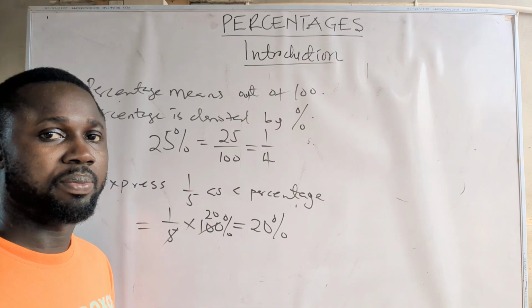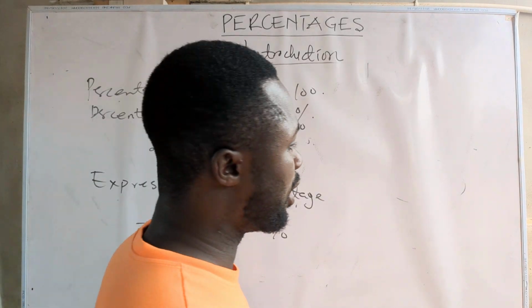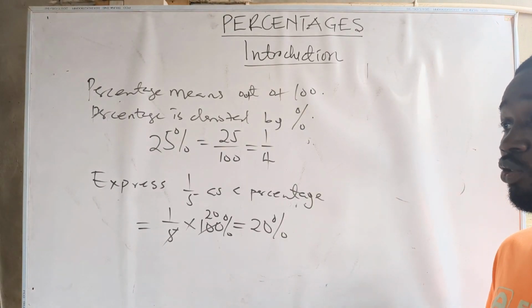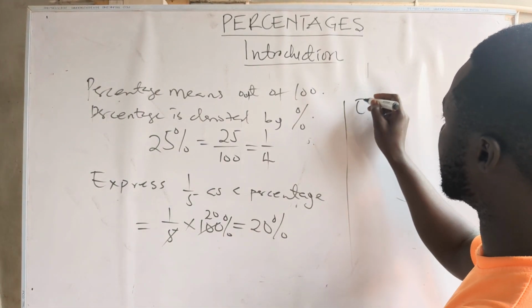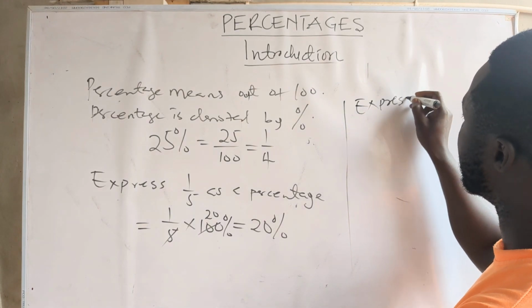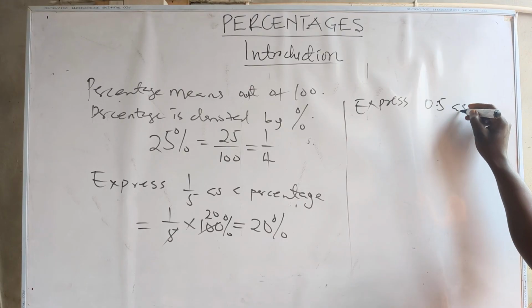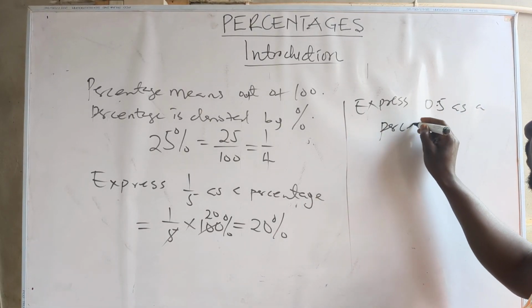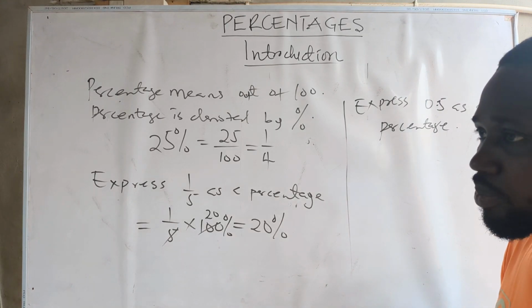Alright, 20%. So 1 over 5 in terms of percentage is 20%. Okay. Sometimes you may be given a decimal and you are asked to express the decimal also in terms of percentage. So let's look at this particular question here. Express 0.5 as a percentage.